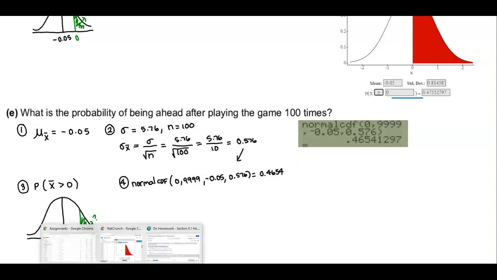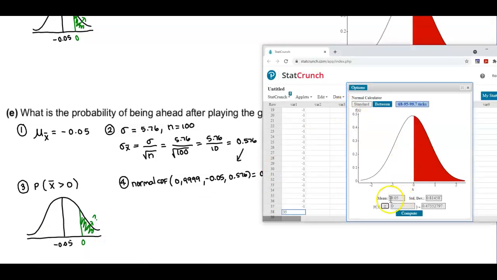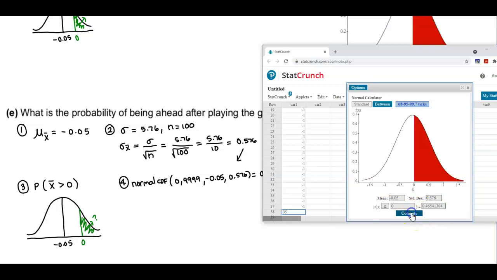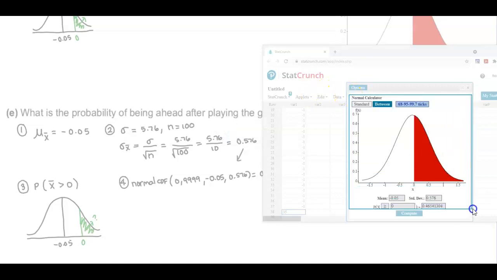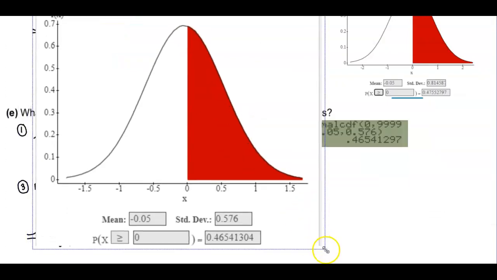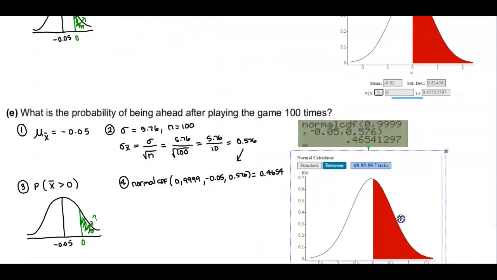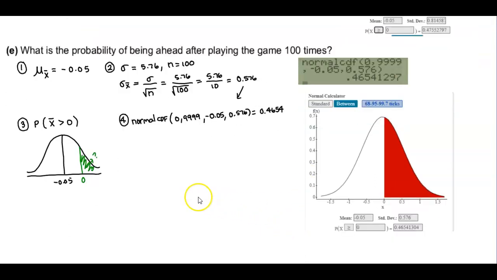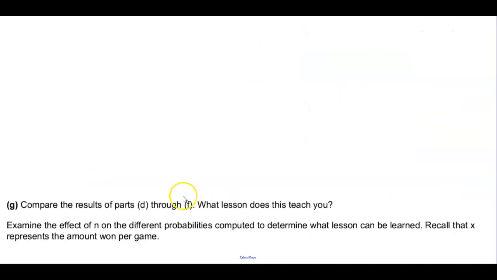So that's about 46.54%. Now, if we want to do this on StatCrunch, we know what our mean is. We know we want it to be greater than 0, but we just need to change the standard deviation to 0.576. And then if we hit compute, we're going to get the same probability that we got with the calculator. And so therefore there is the probability. Okay, now let's take a look at part F.